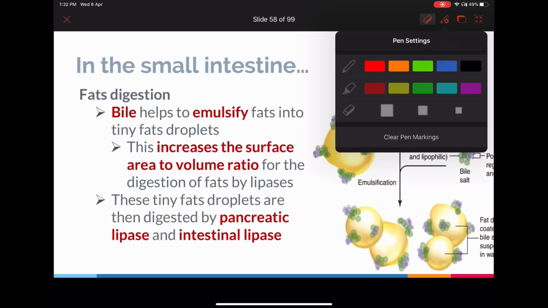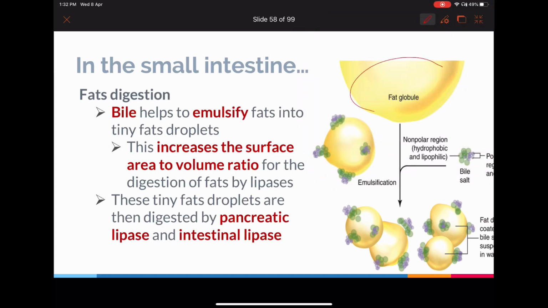Okay, let's say that this is the fat molecule, the whole big chunk of the yellow circle over here. What the bile does is break it into smaller structures over here. Now, as you learn in bio, the smaller the substance, the higher the surface area to volume ratio. And what's the purpose of doing this? It is to speed up the digestion of fats by lipases.